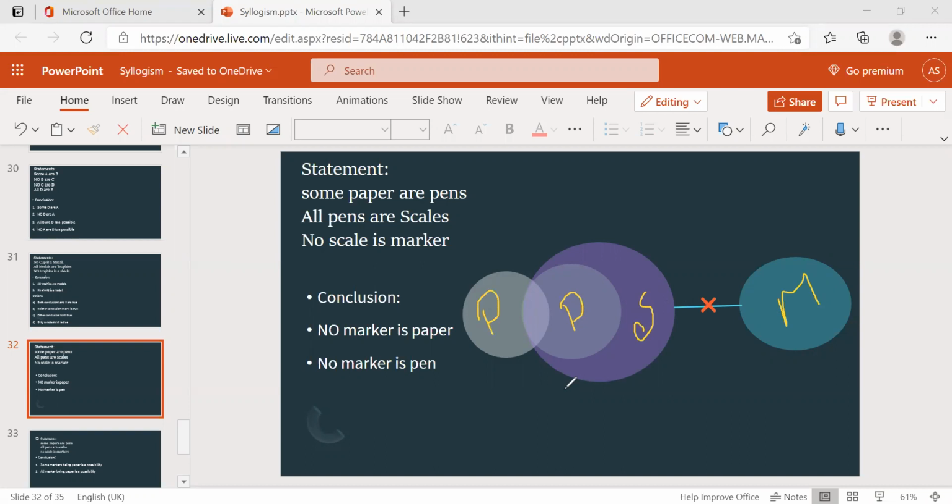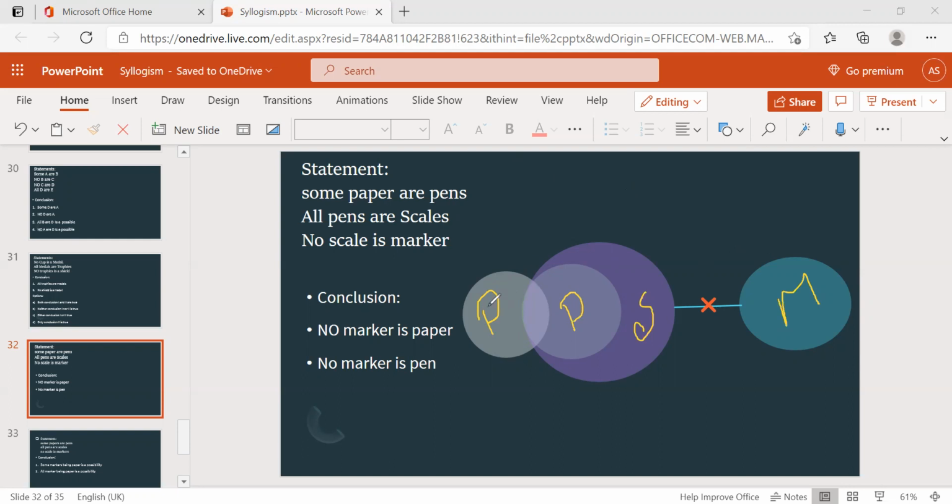We'll check it now. So conclusion 1, what is it saying? No marker is paper. So marker is here and paper is here. There is no connection between paper and marker in the statements. So we know the magical notes. If there is no connection between the Venn diagrams, then that definite conclusion will be treated as false.